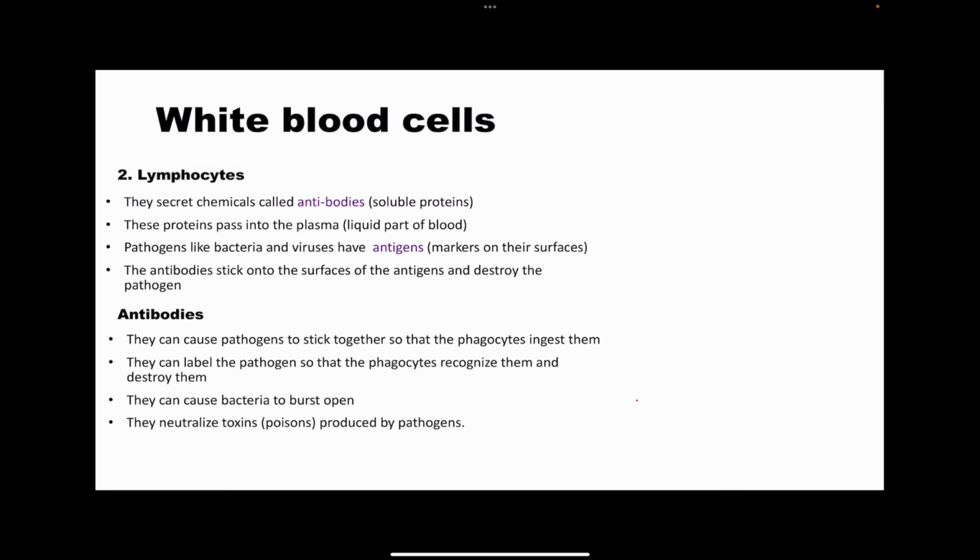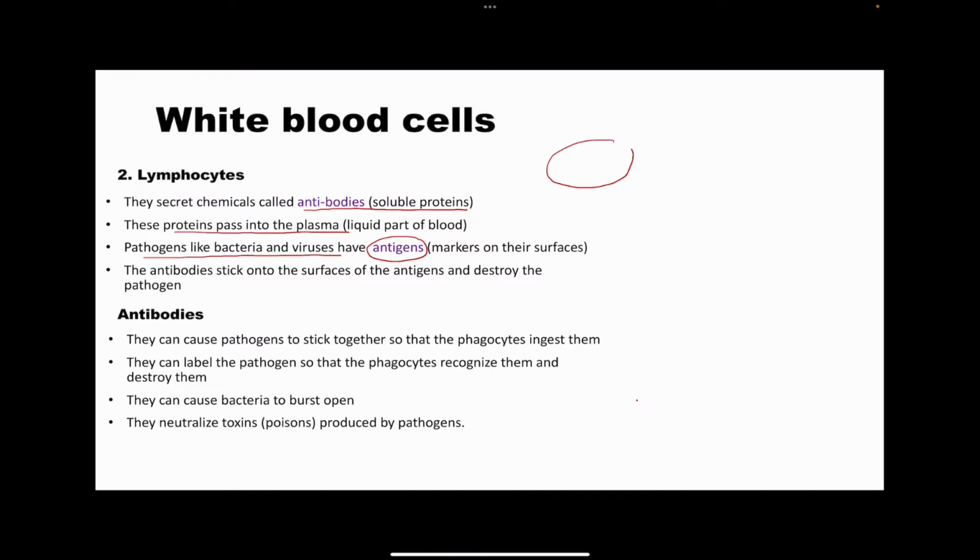Another form of white blood cells includes the lymphocytes. Remember, we have talked about the phagocytes. Lymphocytes are different because they produce chemicals called antibodies. Antibodies are soluble proteins that can be present in blood but move into specific areas where their purpose is required. So these proteins pass through the plasma, which is the liquid part of blood, and meet pathogens like bacteria and viruses that have antigens.